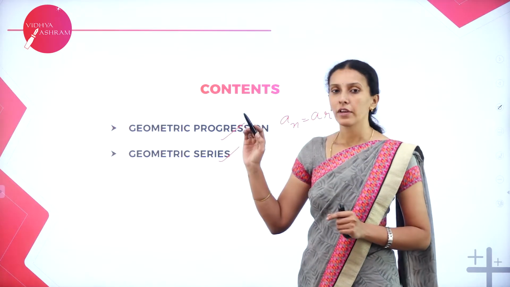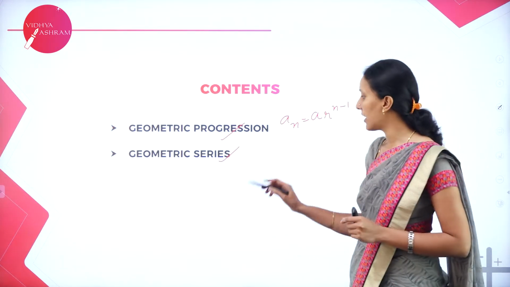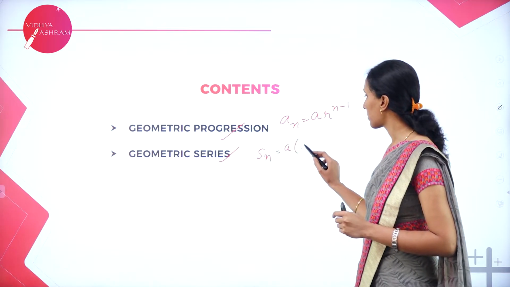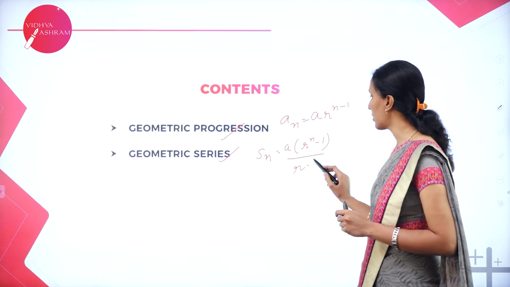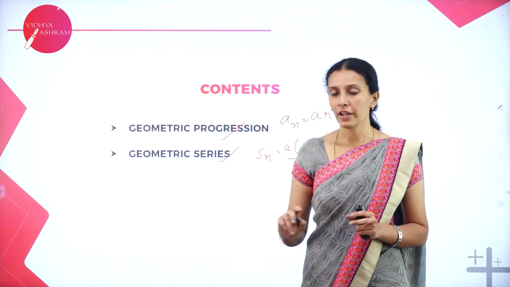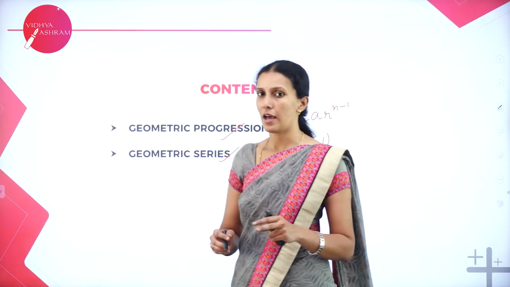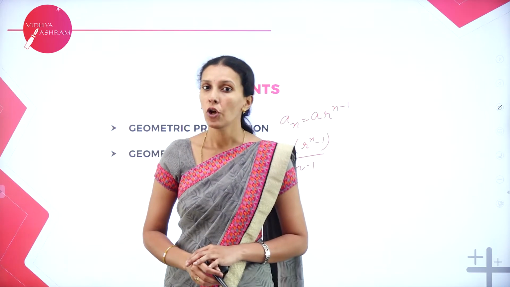What is the sum of a series? That is, a geometric progression. Sum of n terms of GP is given by Sn is equal to a into r power n minus 1 divided by r minus 1 if r is greater than 1. Otherwise, we will write it as a into 1 minus r power n divided by 1 minus r. So, these are the two basic things you must know while solving the problems.